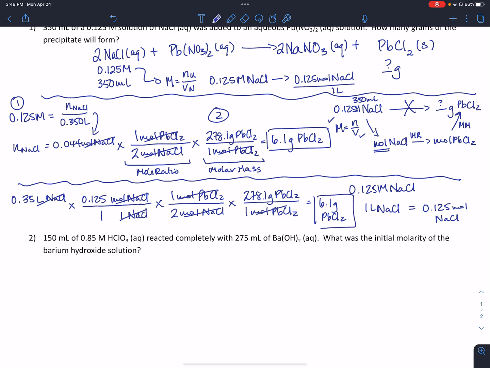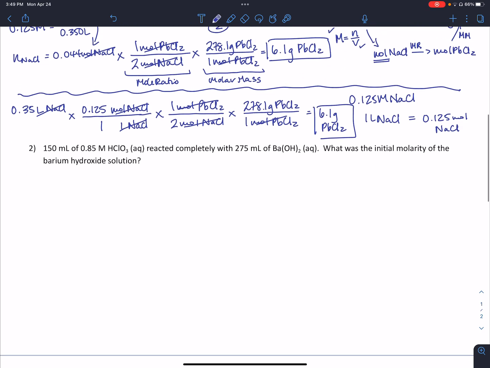So you can see it doesn't matter which way you do it, you're going to get the same answer. If you're more comfortable using the formula, solving for moles, and then starting the stoichiometry, perfectly fine. If you would rather use that molarity as a conversion factor, that works too. It's going to be up to you what you feel more comfortable with. All right, so now let's try this one.